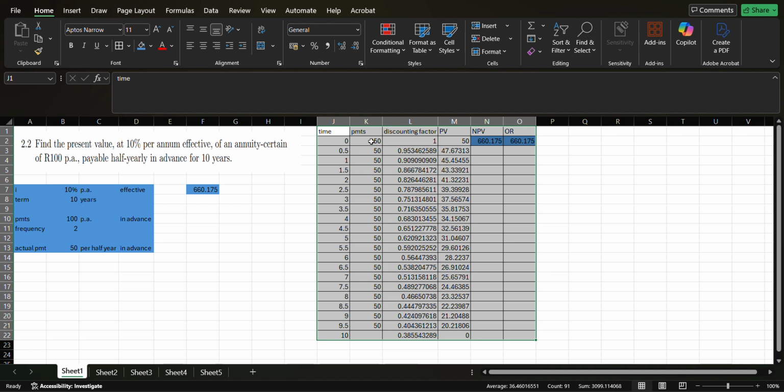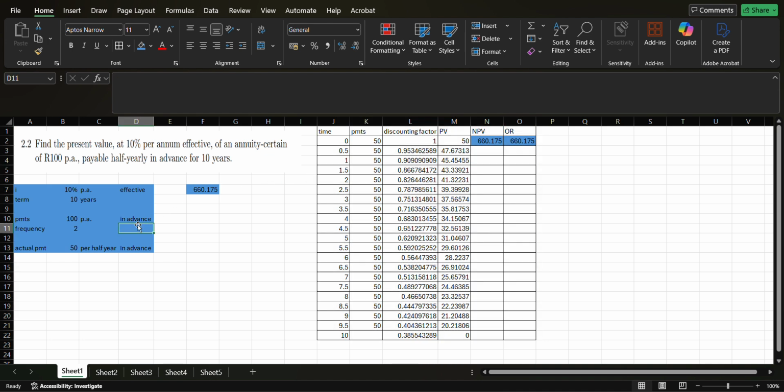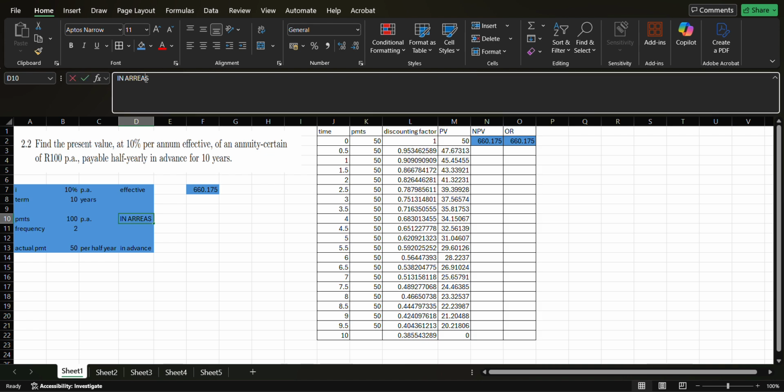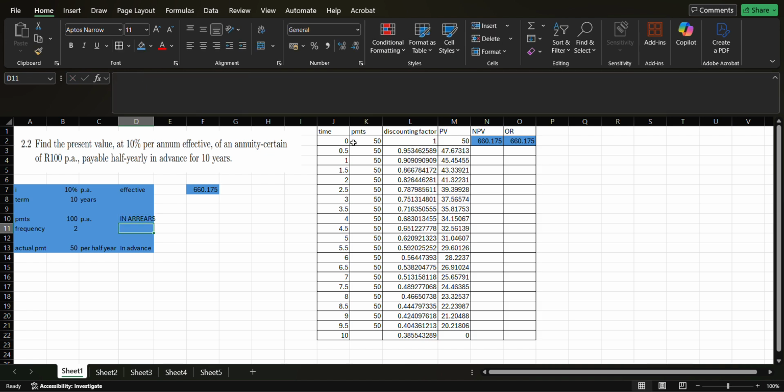Another thing is that if these payments were payable in arrears instead of in advance, all that would happen is that the first payment would happen at time 0.5, so not at time 0, and there would be a last payment here at time 50. And this again matches up with the principles that we've learned.